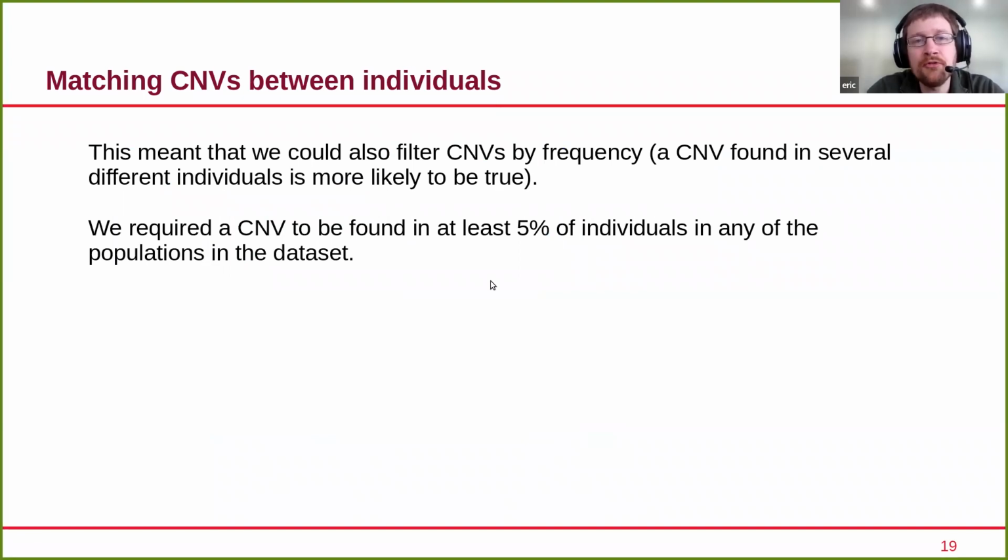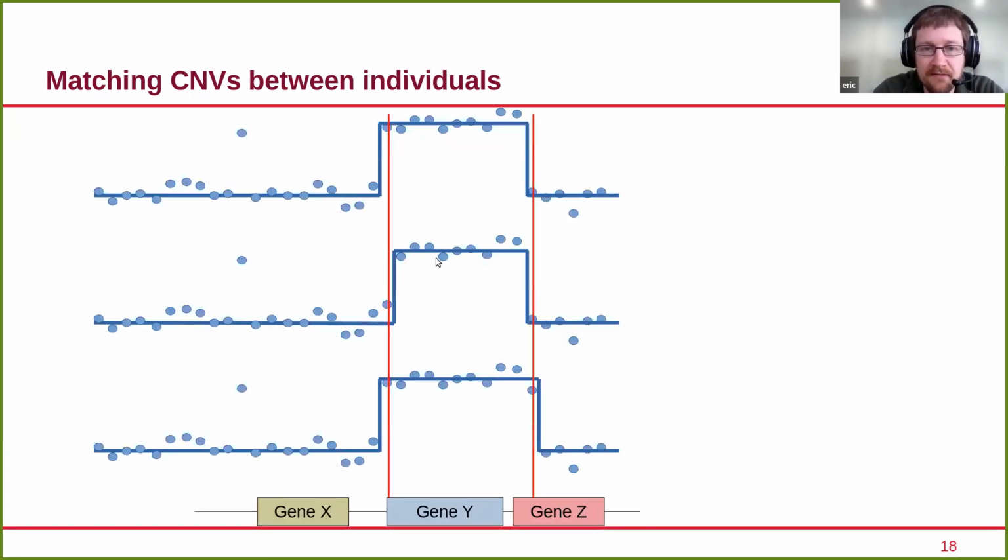And this meant that we could also filter CNVs by frequency. So we could say, okay, in order to reduce the number of incorrect CNVs, we want to find them in more than 1 individual. So if we find a CNV in just 1 or even 2 individuals, we say, well, that's not enough evidence that this is a true CNV. It might be true, but we're not sufficiently confident that it's true. So we required CNVs to be found in at least 5% of individuals in any given population in the data set. And so again, this wouldn't be possible if we hadn't matched these CNVs between individuals.